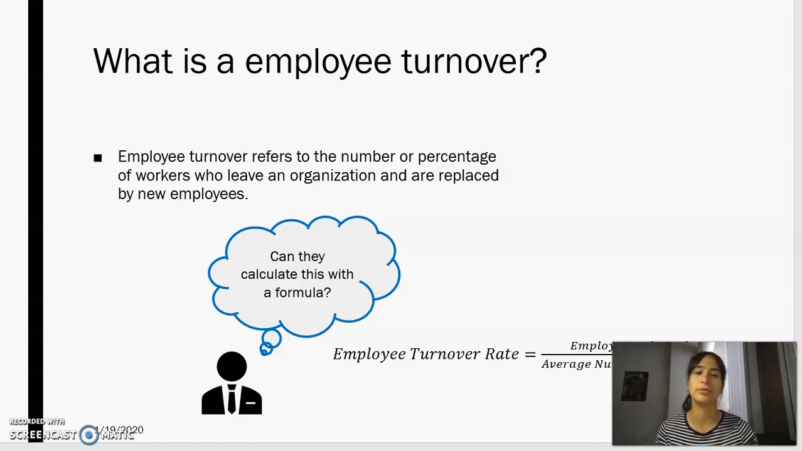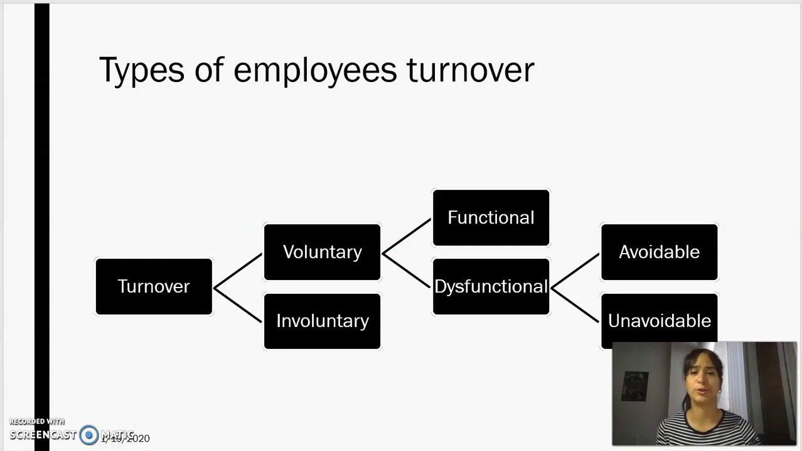There is a formula that we can use to know the percentage of employees who left the company within a period of time. There exist some types of employee turnover: the voluntary and involuntary, the functional and dysfunctional, and the avoidable and unavoidable.